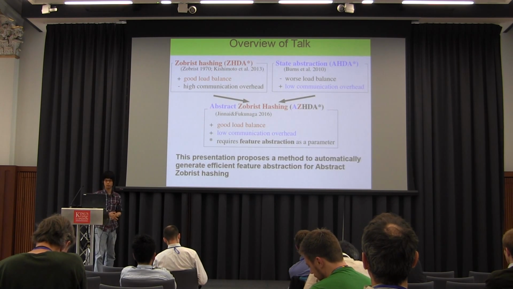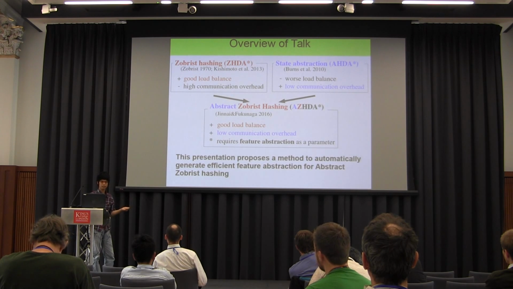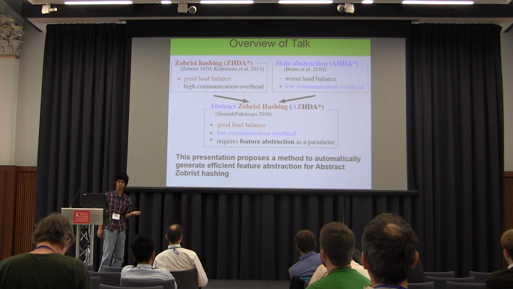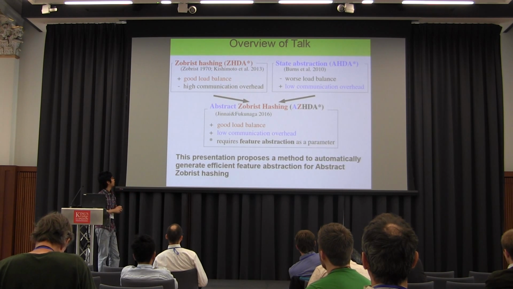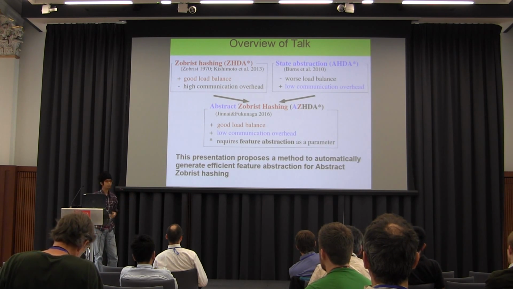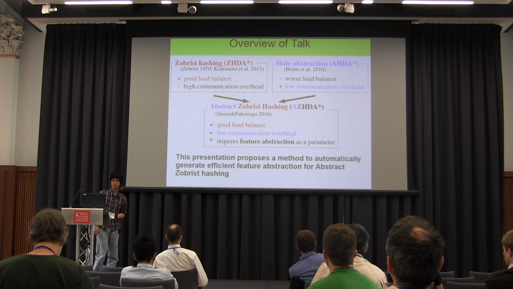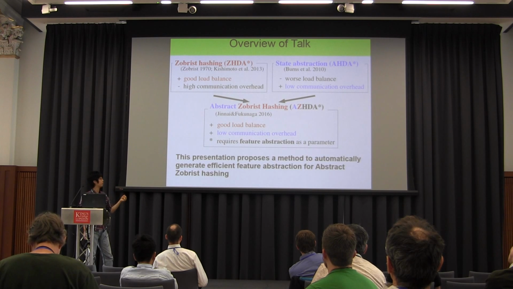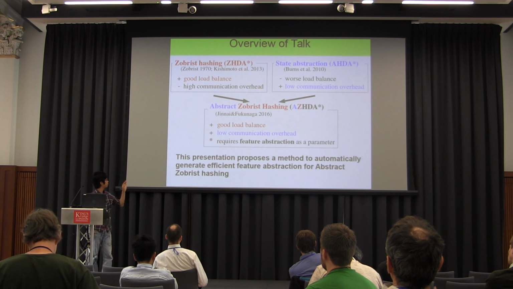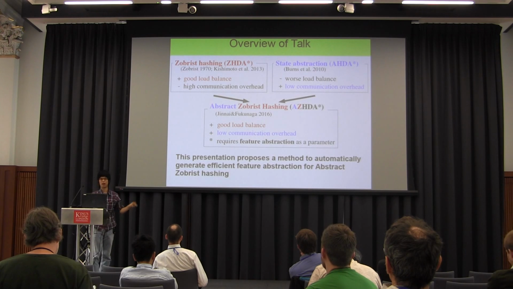There are several previous works on which hash function to use for HDA*. For example, Zobrist hashing achieves good load balancing, but at the cost of high communication overhead, whereas state abstraction achieves low communication overhead, but has worse load balancing. In previous work we proposed abstract Zobrist hashing, which is a hybrid of the previous two methods, and it achieves good load balancing and low communication overhead at the same time. But the problem of this method is that it requires a parameter, which we call feature abstraction. In this ICAPS paper, we propose a method to automatically generate efficient feature abstraction for abstract Zobrist hashing.